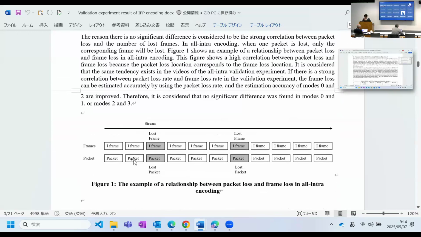Figure 1 shows an example of the relationship between packet loss and frame loss in all-intra encoding. The packet loss and frame loss correspond to the same location. This figure shows a high correlation between packet loss and frame loss because the packet loss location corresponds to the frame loss location. Therefore, it is considered that no significant differences were found between mode 0 and 1 or mode 2 and 3.